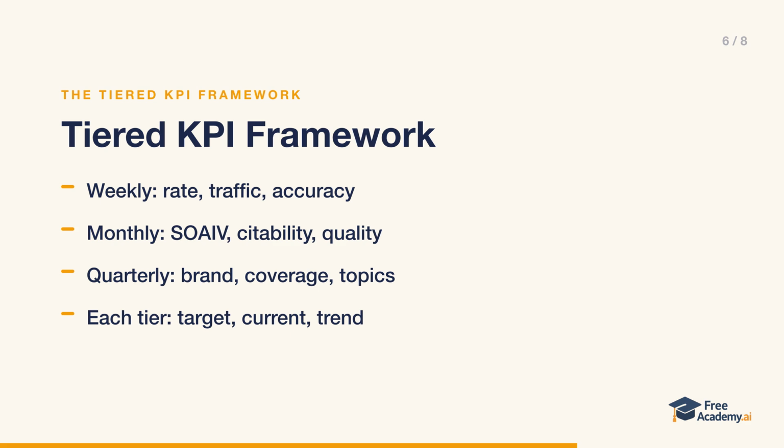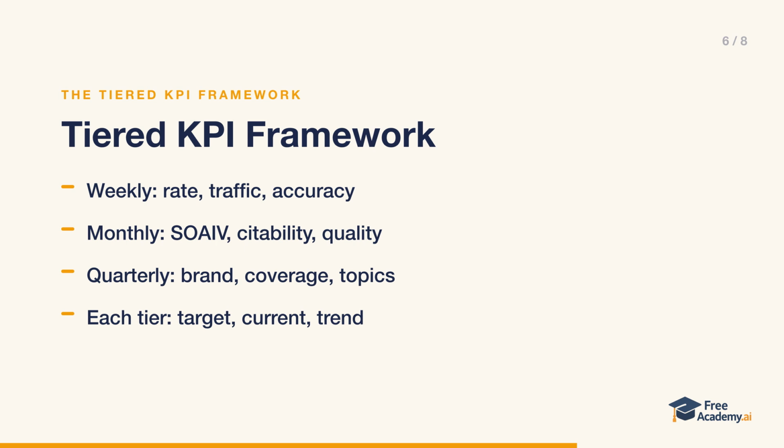Tier 1 is your primary KPIs, reviewed weekly. That is citation rate, with a target of 50% against a current 35%. AI referral traffic, targeting 500 a week against a current 320, and citation accuracy, targeting 95% against a current 88.